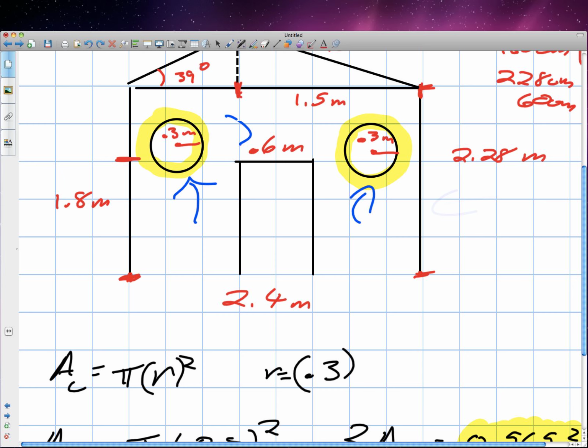I have the width, it's 0.6. What was the height? Good. 1.8. We put right over here. This is a rectangular shape, so it's pretty straightforward. We just multiply those 2 numbers by each other to find the area of the door.